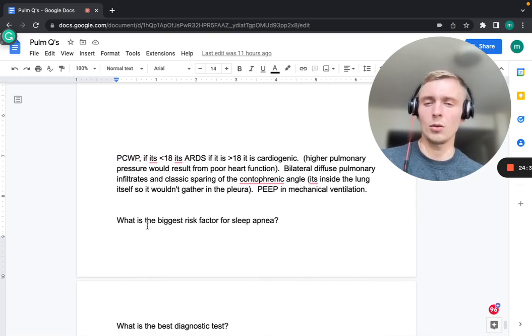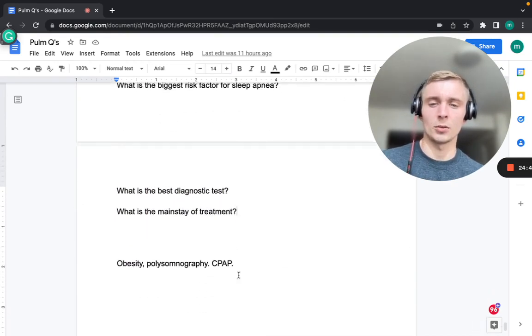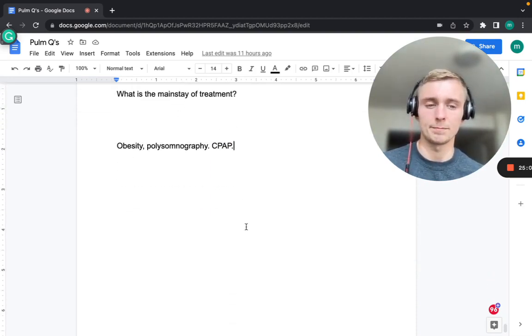Getting close to the end here, what is the biggest risk factor for sleep apnea? That's an easy one. What is the best diagnostic test for sleep apnea? And what is the mainstay of treatment for sleep apnea? So obesity is the biggest risk factor. Polysomnography is the test of choice. And CPAP, continuous positive airway pressure, is a machine that they can use at night to keep their airway open. So that's going to be the mainstay of treatment for sleep apnea.